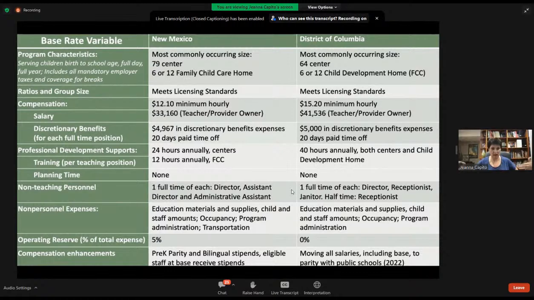So I'll move a little bit quicker into professional development supports. In both of these states, the minimum for training is not particularly robust. So you see training hours of 24 per FTE for centers in New Mexico, 12 hours annually for family childcare, whether it's the owner or any staff that work in the program with the owner. And then in the case of DC, 40 hours annually across centers or family childcare, child development homes.